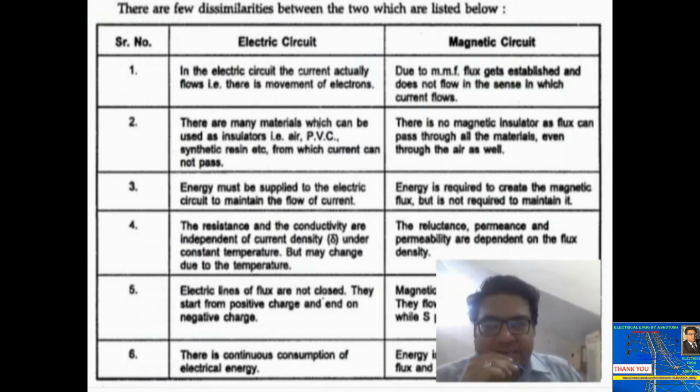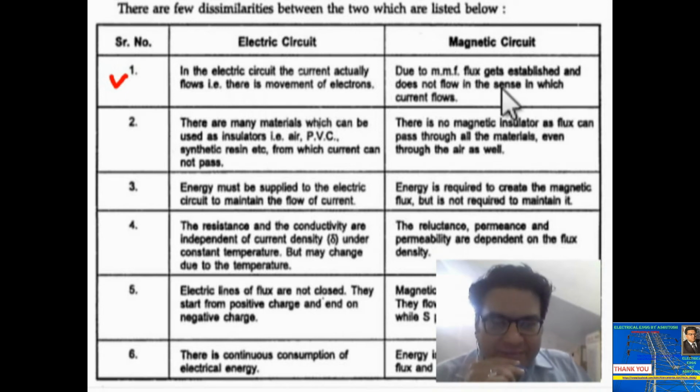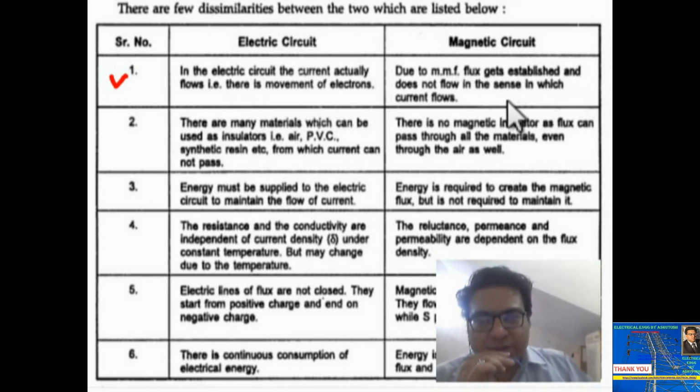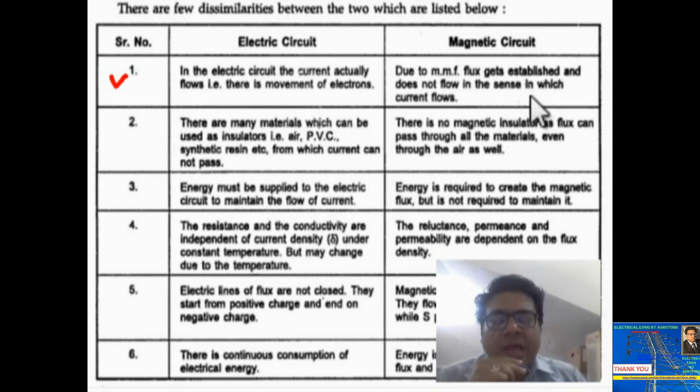So guys, now you can see these are the dissimilarities between the two circuits, between electric circuit and magnetic circuit. First point is, in the electric circuit the current actually flows, there is movement of electrons, but in magnetic circuit due to MMF flux gets established and does not flow in the sense in which current flows. So guys, basically flux is set up in the iron core simultaneously at once. It does not flow actually, it sets up in the iron core, but in electric circuit current flows.